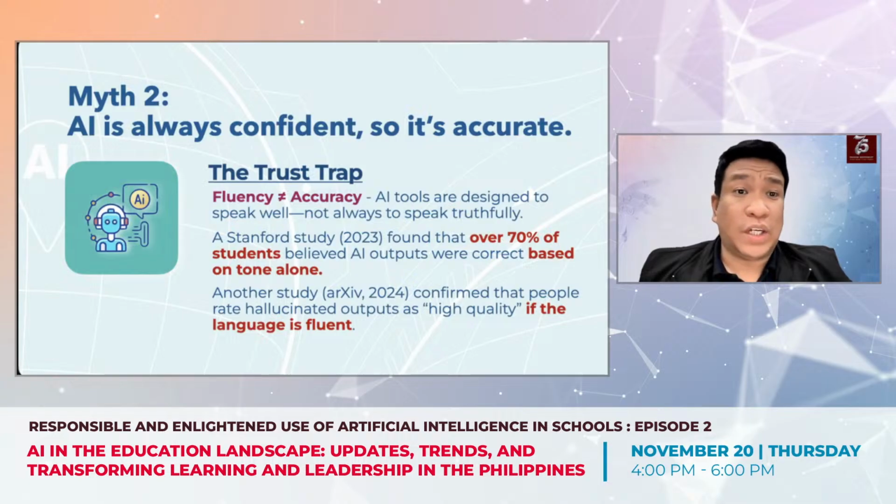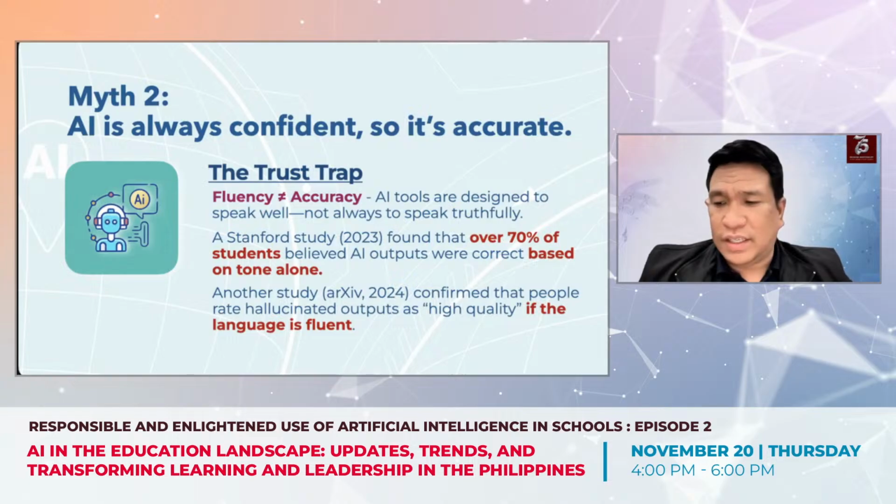Fluency is not equal to accuracy. AI tools are designed to speak well, but not always to speak truthfully. Parang mga bata or parang tayo, ang galing-galing niya magsalita, ang galing ng paggamit niya ng words, pero maririnig natin hindi pala tama, hindi pala accurate yung information, yung data na sinasabi niya. Okay, para mga vloggers minsan or mga fake news peddlers. Ang ganda ng sinasabi pero hindi naman pala totoo yung mga sinasabi nila.